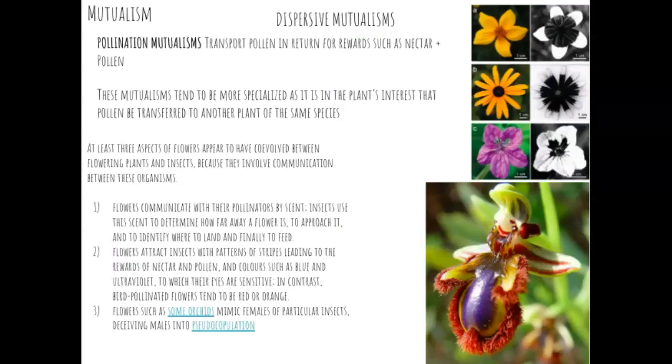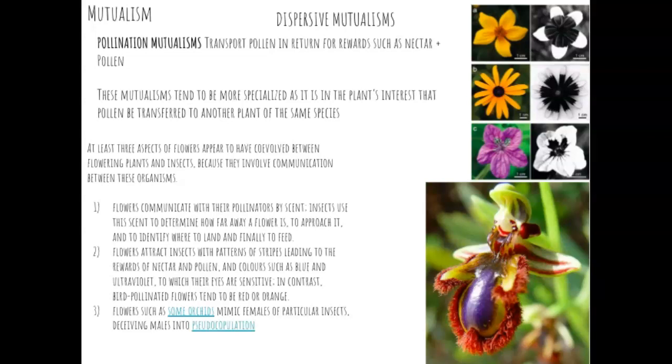There are also what we call dispersive mutualisms, and these are where you have pollination mutualisms between flowers and their pollinators that allow the transport of pollen in return for rewards like nectar and excess pollen. So these mutualisms tend to be more specialized because it's in the plant's interest that the pollen be transferred to another plant of the same species.